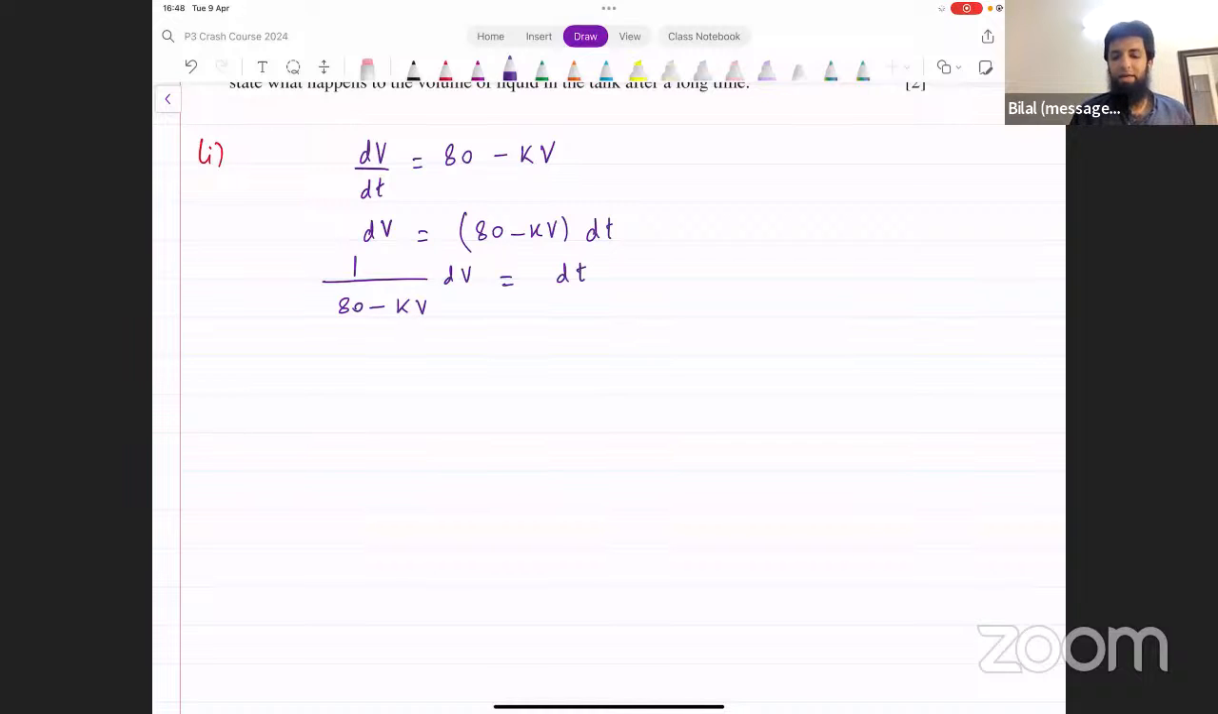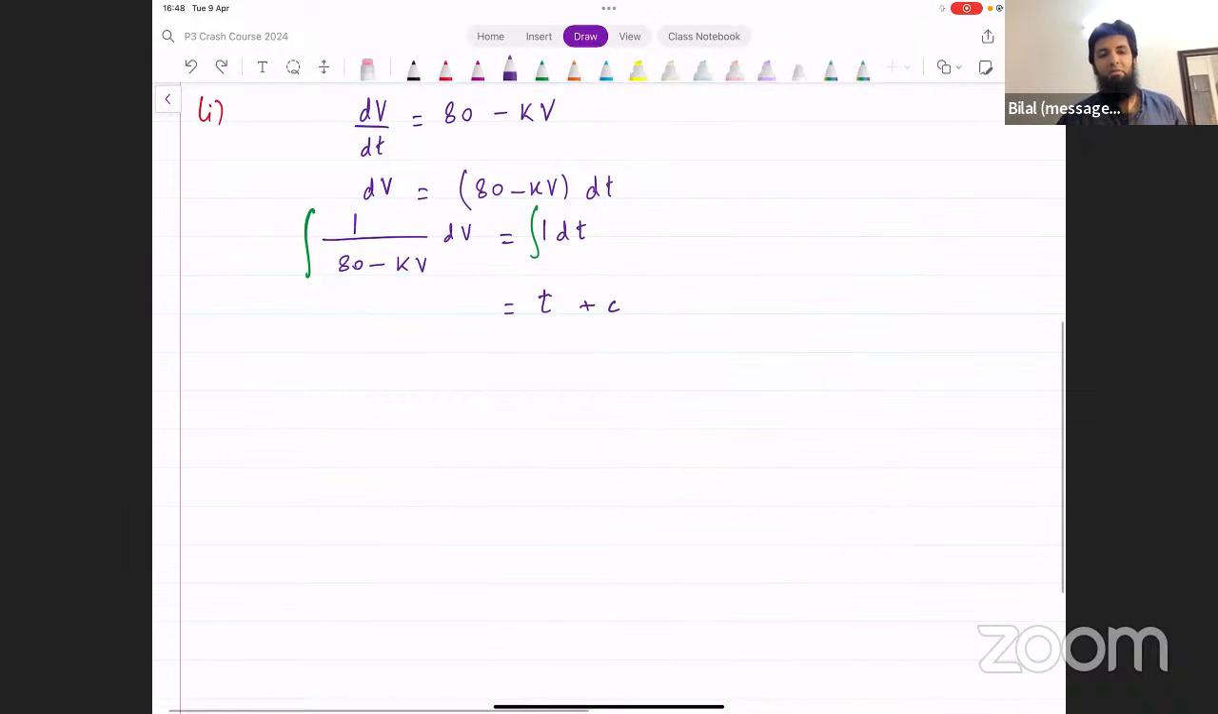And now you integrate both sides. Now that you've separated the variables, you can integrate both sides. You integrate the left-hand side and the right-hand side. On the right-hand side, you don't have any number. You can assume it to be 1, right? So the integration on the right side, integration of 1 with respect to t, that's just t. And you have a constant here, t plus c. Now, what about the left-hand side? How do we integrate the left-hand side? Which rule can work here? 1 over (80 minus kV)?